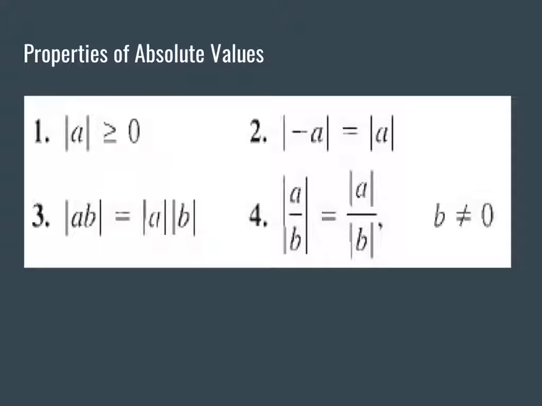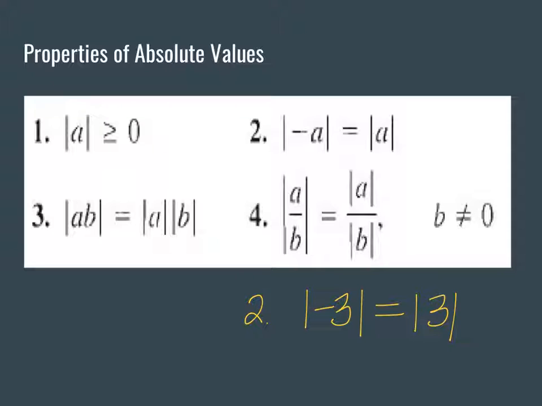An example of this for number 2: the absolute value of -3 is equal to the absolute value of +3 because both numbers are 3 units away from 0.